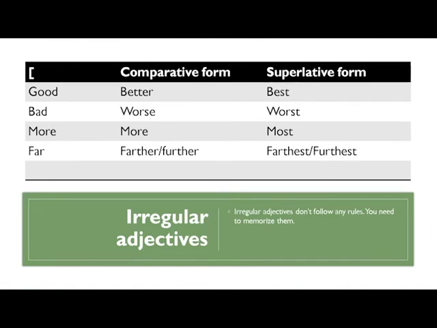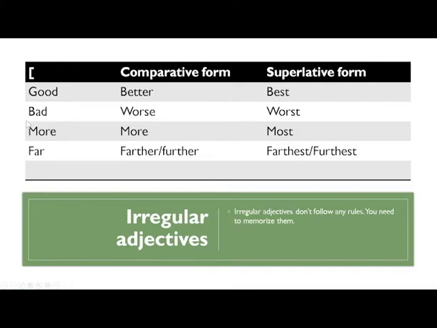And these are some irregular adjectives that I talked about earlier. The adjectives that are irregular do not follow any rules. You need to memorize them. For example, in this chart we have the first form, the basic form, which is good. The comparative form of it becomes better, and the superlative form becomes the best.